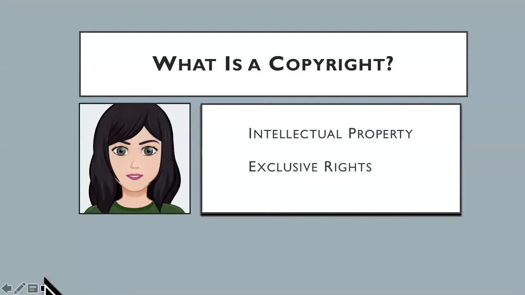What is a copyright? A copyright is one of several different types of intellectual property, along with patents and trademarks and other types of intellectual property. These are exclusive rights in immaterial things. For example, a copyright is not a right to a physical thing, but it's the right to exclude others from copying an original work of authorship.